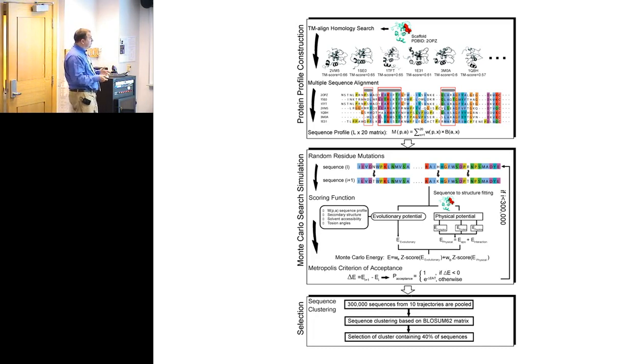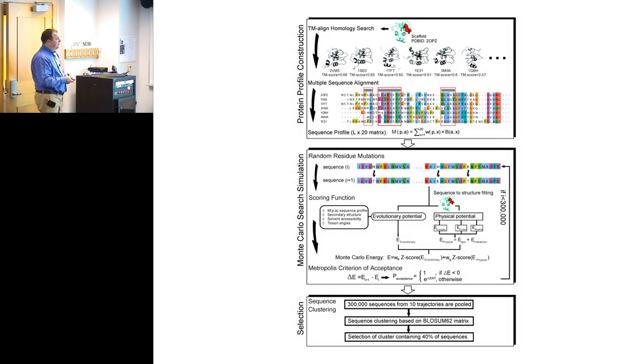So the Monte Carlo simulation works like this. We start with a random sequence, and then iteratively we do a series of random mutations to the sequence, and then we score the sequence. And we have two potentials in this scoring potential. One is evolutionary based, and the other is physical based. The evolutionary potential has the multiple sequence alignment, the sequence profile. It's also conserved single-sequence secondary structure predictions or profiles or potentials, solvent accessibility, and torsion angles.